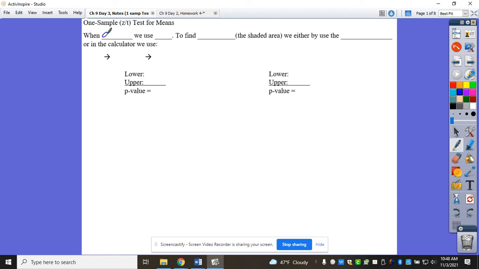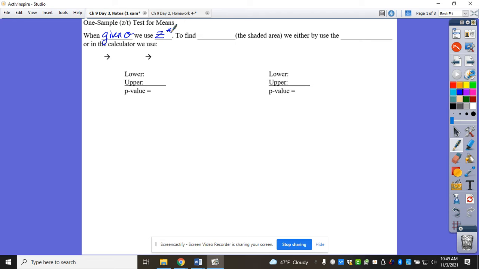So if we are given sigma, we use what? Z. Z star, I don't care. Technically Z star, I use it because in confidence intervals, it's always two-tailed, so it's positive, negative. I don't care if you write the star or not, but here it's actually not always positive, negative.